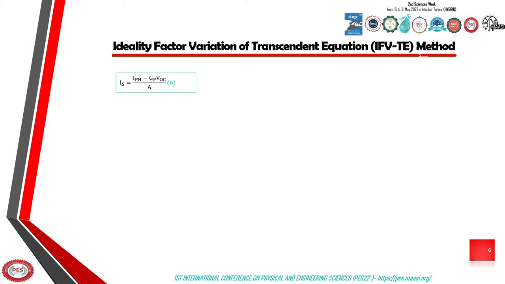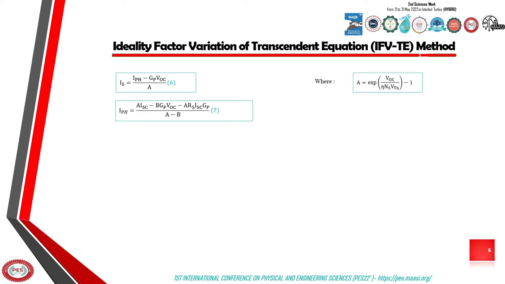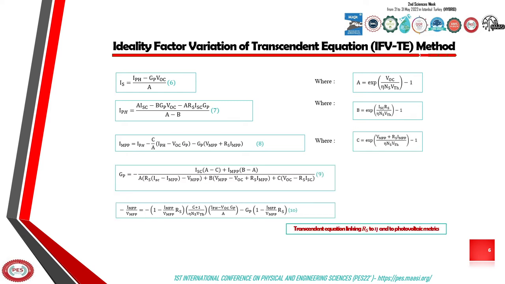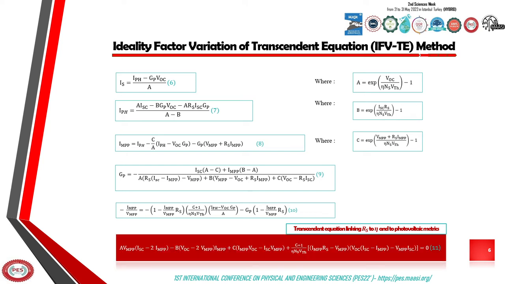First, we give the expression of the saturation current, then the expression of the photocurrent, and the expression of the maximum power current, then the expression of the shunt conductance, and finally we establish the transcendental equation in the series resistance, the additive factor, and the PV metrics corresponding to the key points of the IV characteristic.